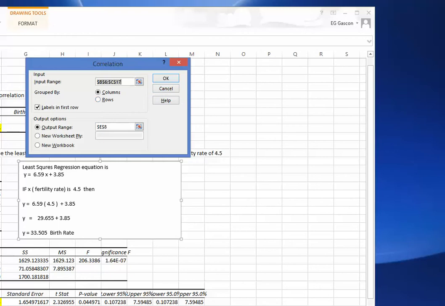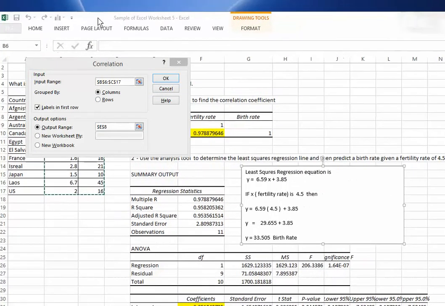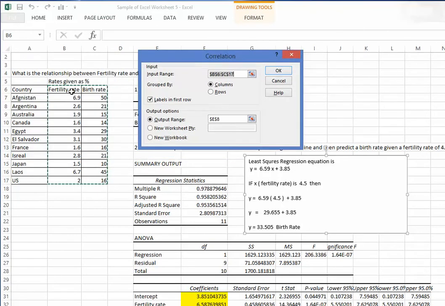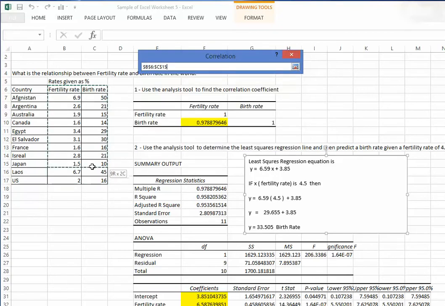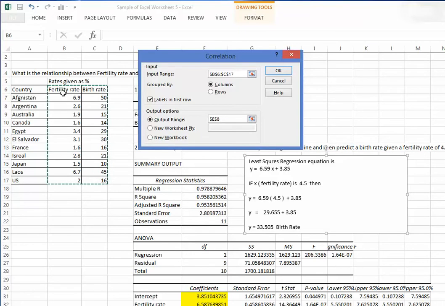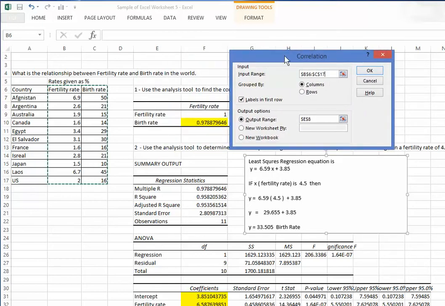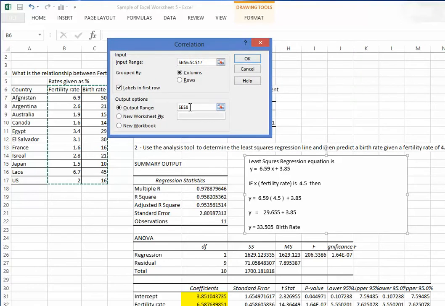And in the correlation, okay, I need to have my input range. Now I'm going to choose all of the words as well as the numbers, but notice where my dots are. They form here and they're all along here. So I'm selecting the entire input range, which is both pairs, fertility and birth rate. Since I did include the labels, I checked the box. Now my output range, if you click that button and I click here, I want to start here on E8. And so that's why I entered E8, or you can just click on E8.